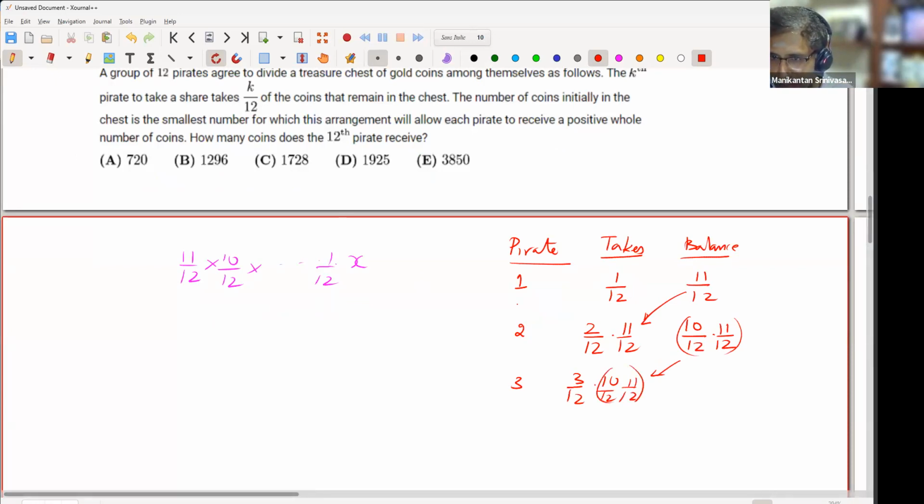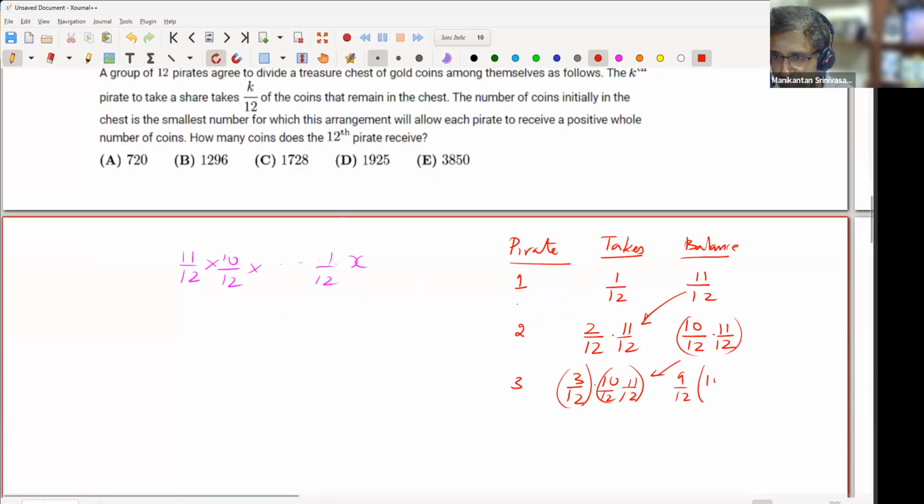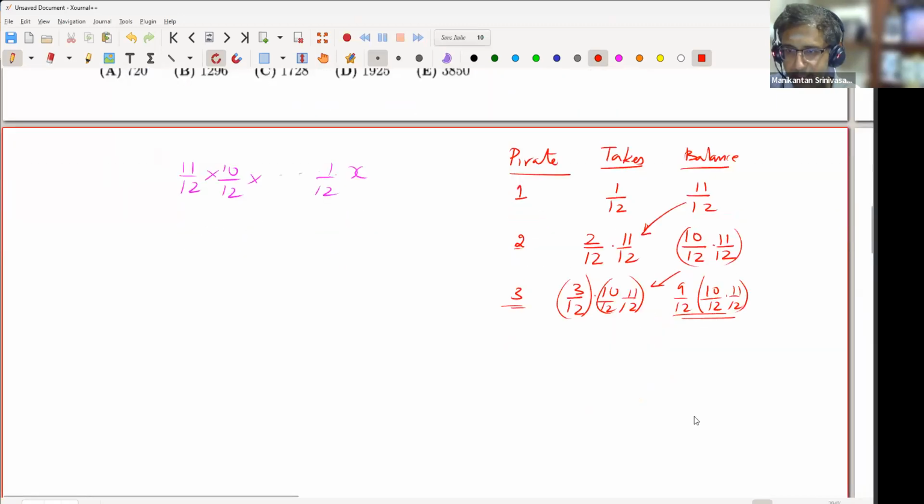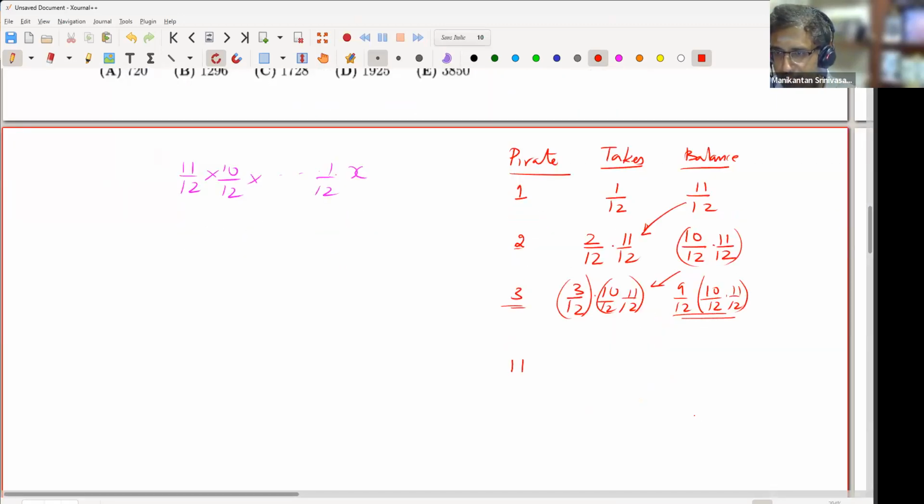And therefore, the balance that's left would be 9/12 of the same 10/12 and 11/12. Okay, so now this is good enough to see the pattern. So when you have 3, the balance is 3 terms, 9, 10, 11, right? So likewise, if you go to 11, it'll have 11 terms, all the way till 11. So it has to start with 1.